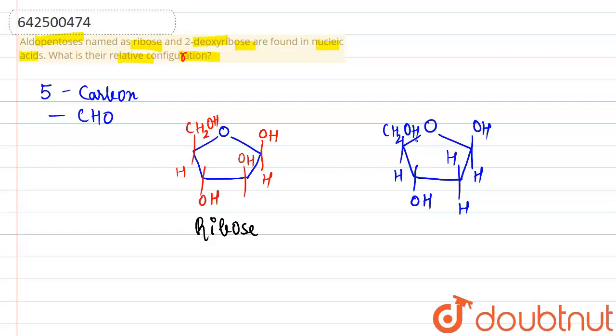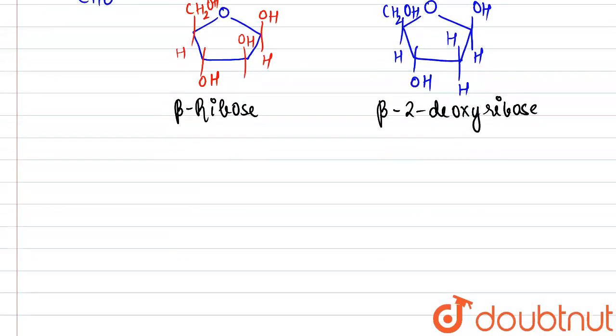Now, if we consider the naming according to the structure, we can clearly see that they are the beta form. This is for ribose and this is for 2-deoxyribose, and they are all in the beta configuration. So we can mention beta ribose and beta 2-deoxyribose. Now we have to check whether they have D or L configuration.